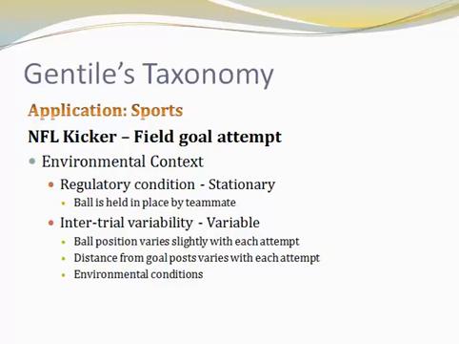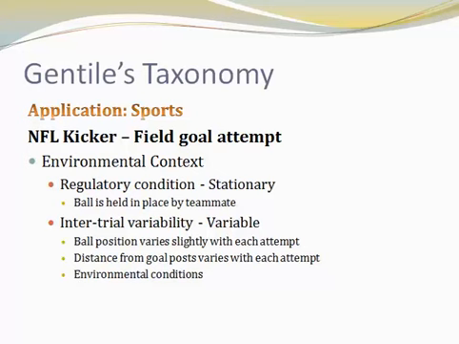So our first dimension, the environmental context, in terms of our regulatory condition, it is considered to be stationary because the environmental context under which the motor skill is being performed is dependent upon the ball. So for this field goal attempt, the ball is held in place by the teammate, so the ball's position is stationary, which is why the regulatory condition is stationary.